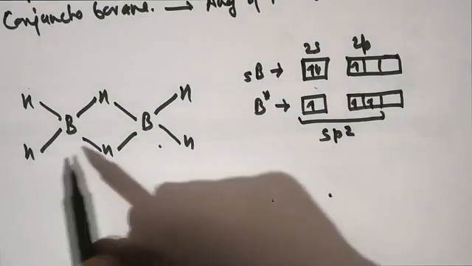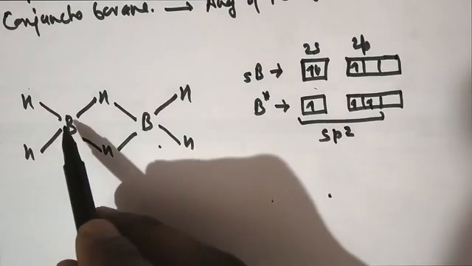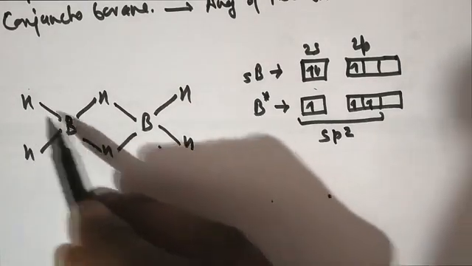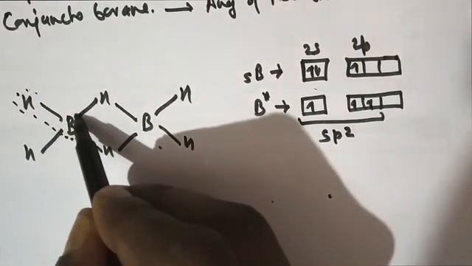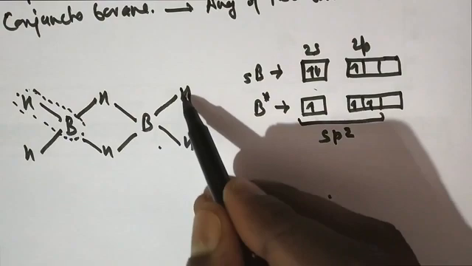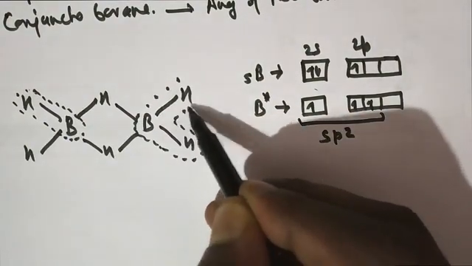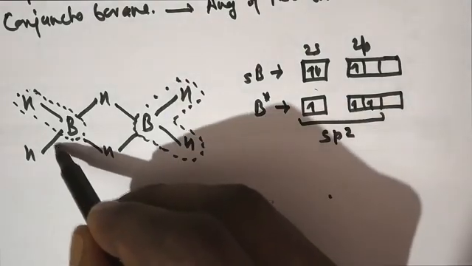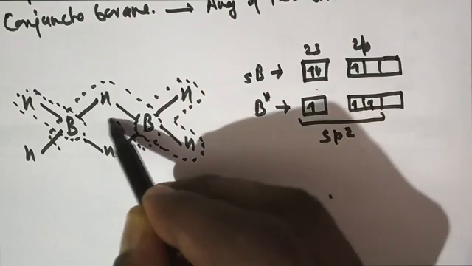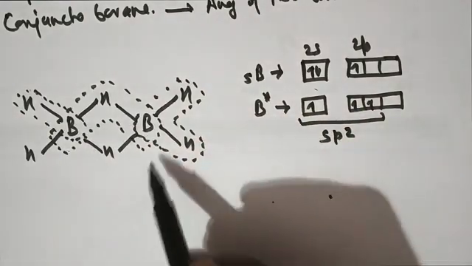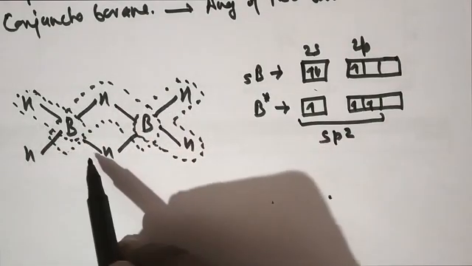Now from here you can see in this structure the number of possible bonds. The first is the BH bond, the second possibility is the BH2 bond, and the third possibility is the BHB bond. So there are these types of bonding generally possible in this type of borane.